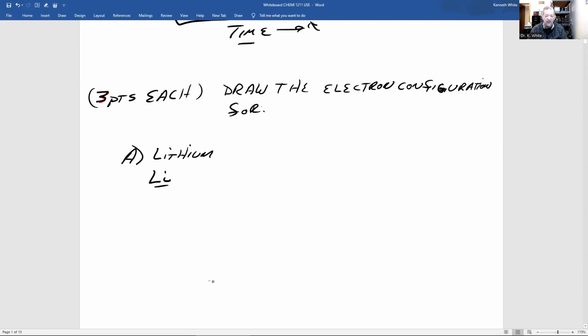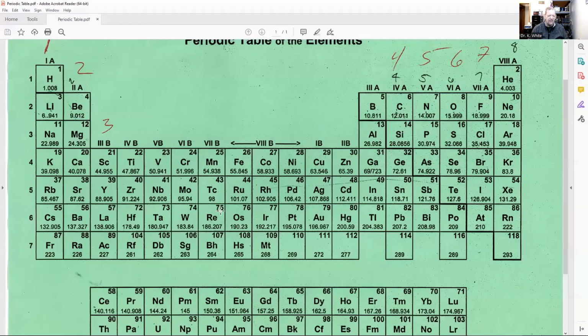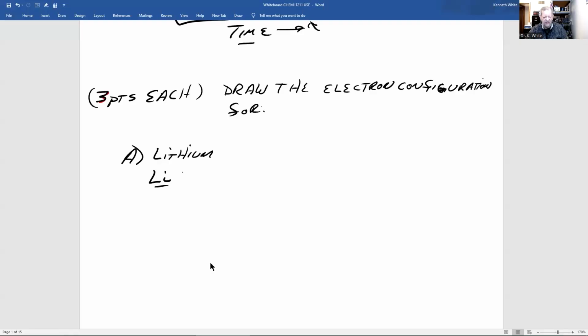But what you need to do is go to your periodic table and look at lithium here, this alkali metal right here. In the upper corner, the atomic number is 3. The atomic number is the number of electrons in that atom of that element. So lithium has 3 electrons. So I'm going to write it down like this. This tells me I have 3 electrons. Now, how do we do this?